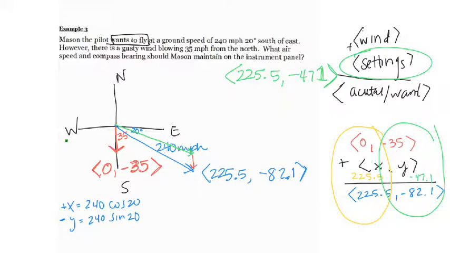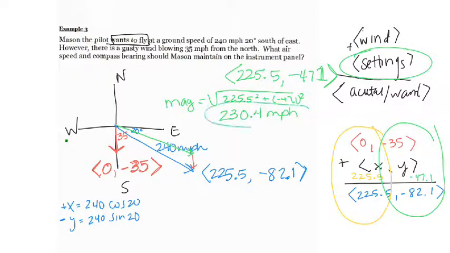So I'm not done yet, though. I need to find the magnitude and the direction. So the magnitude, how fast is he actually going to go? I'm going to square these and add them together. And either you need to put a parenthesis around this negative number before you square it, or just type it in as positive when you square it, because a negative times a negative equals a positive. And plus 47.1 squared. So I got 230.4 miles per hour. Okay, and that makes sense.